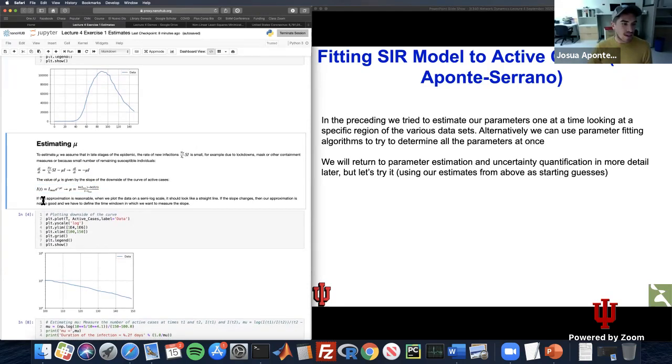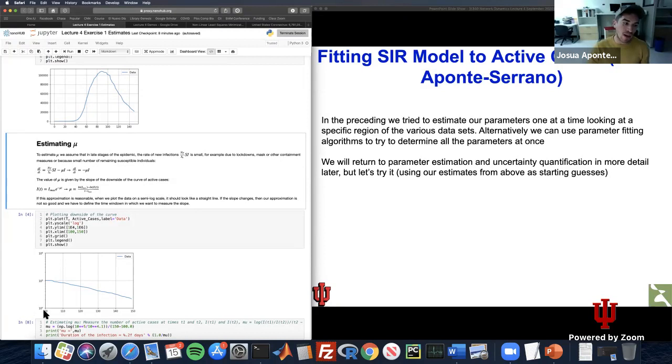So as James pointed out, on a log scale, right? That's what you were pointing out, right? So in a log scale, it should look like a straight line. If it doesn't look like a straight line in a log scale, then our approximation is not good within the time range that we're looking at.